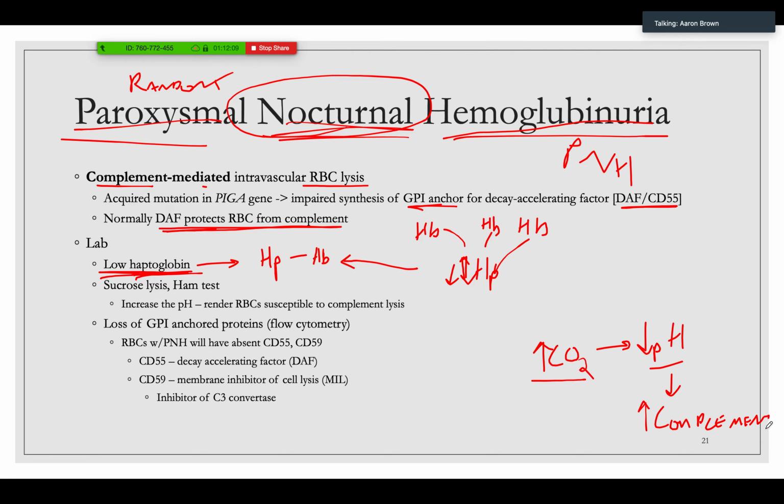Increase in your complement means you're going to have increase in your breakdown of red blood cells, which is why it happens at night. Okie dokie?